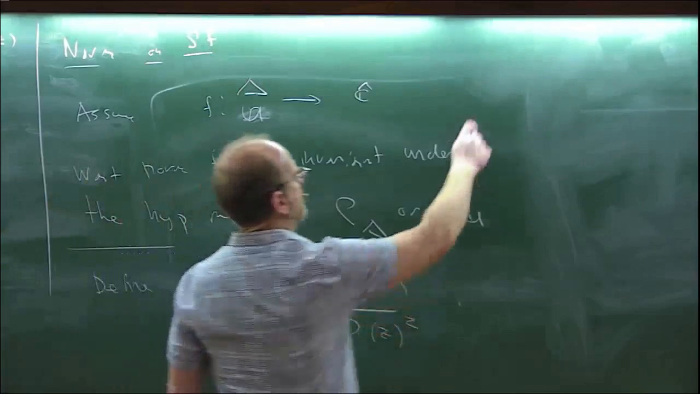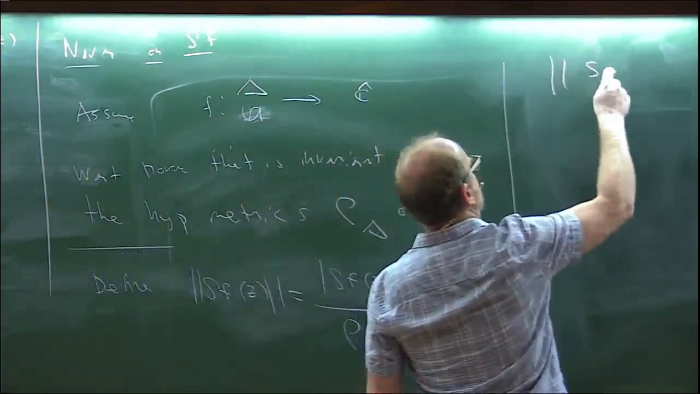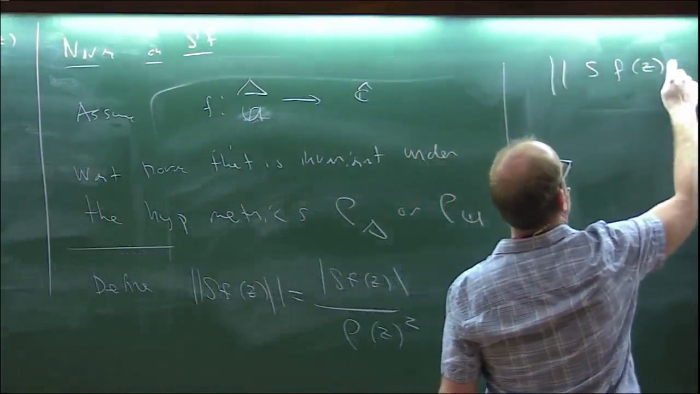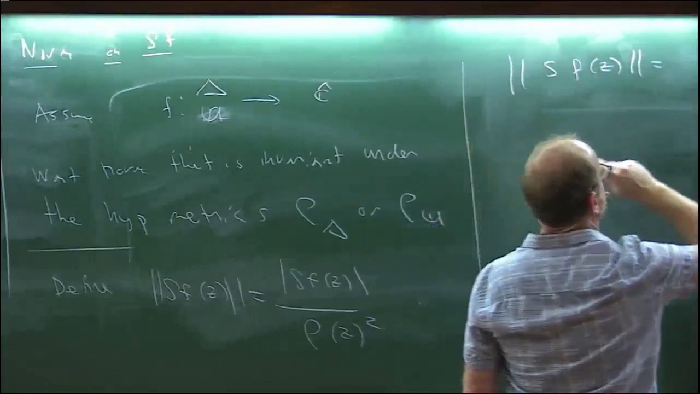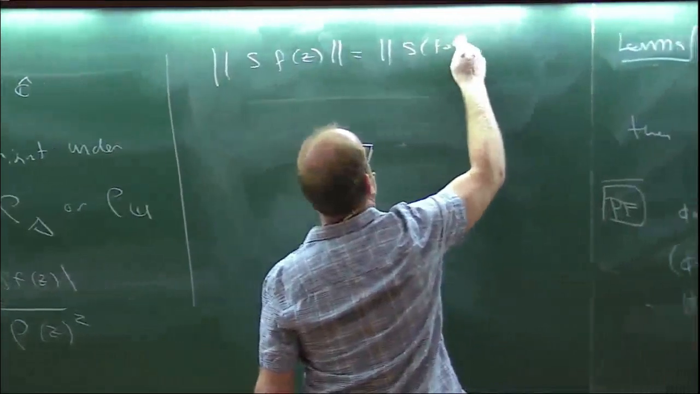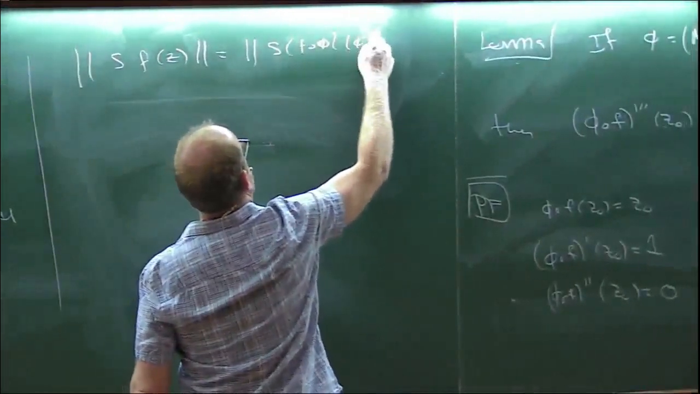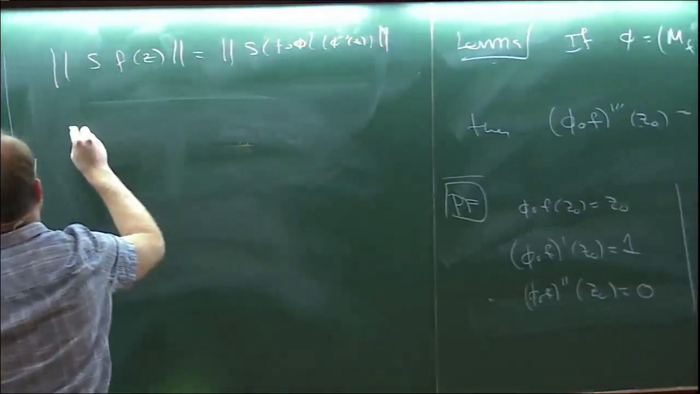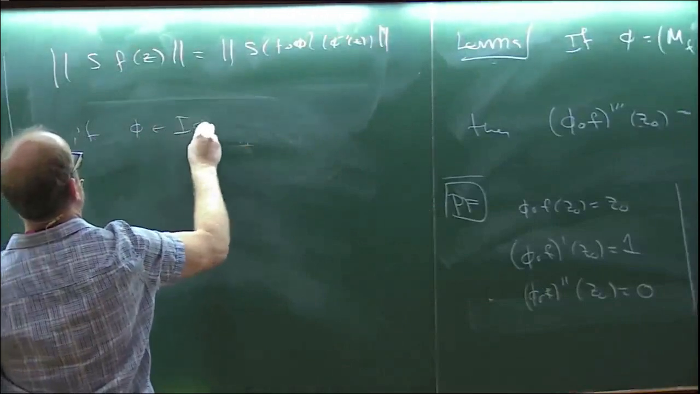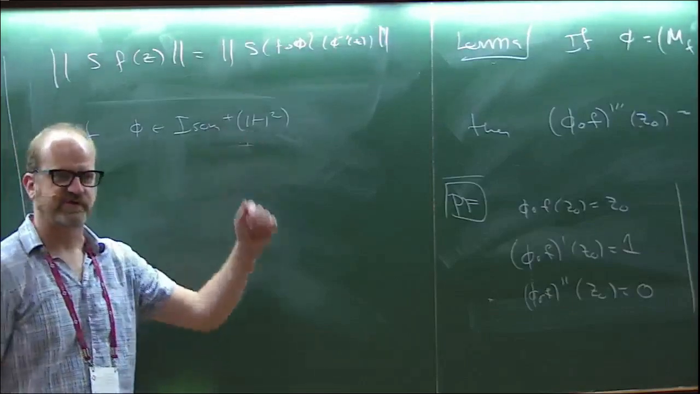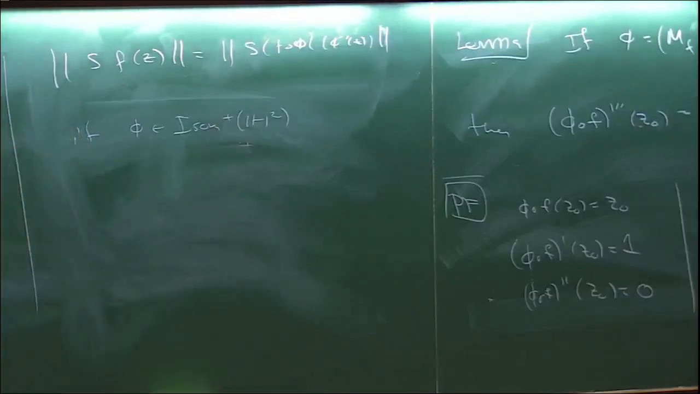And then the point is that the norm of SF of z, the Schwarzian at z, is equal to the norm of the Schwarzian of F composed with phi at phi inverse of z, if phi is an isometry of the hyperbolic plane, where we're identifying the plane with either the disk model or the upper half space model or any model you want where the underlying domain is a round disk.